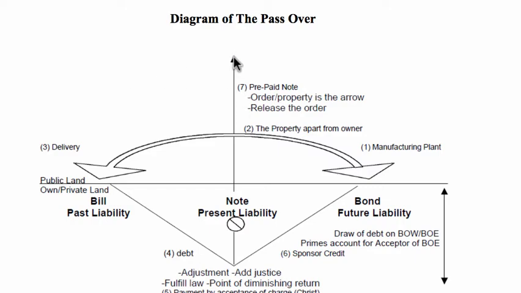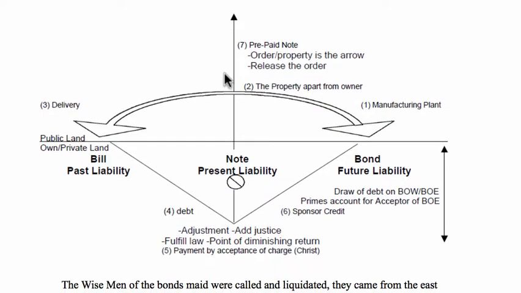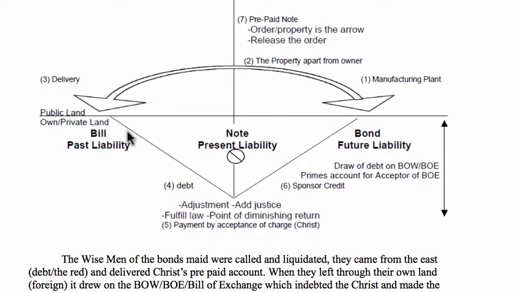So what you see here, and if I'm going to summarize what the author is saying, is in this system over here you have a bill, right? And that's this system where there's a bill. That's a type of the debt-based system. And then you have a note in the middle. The note, as you see here, represents the present liability.